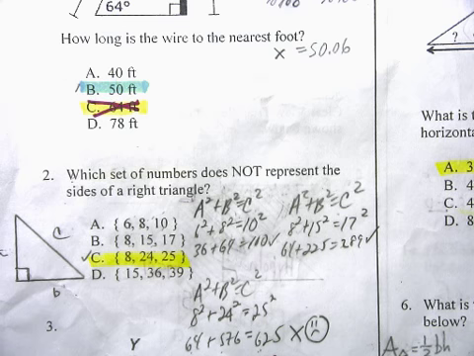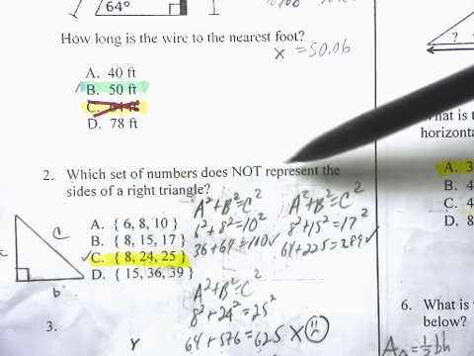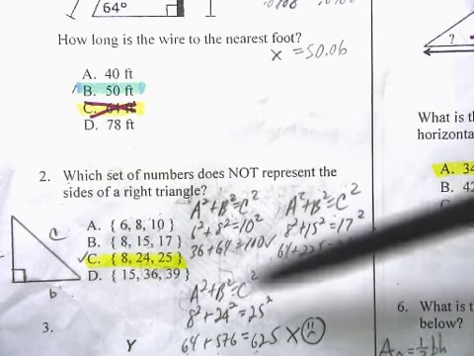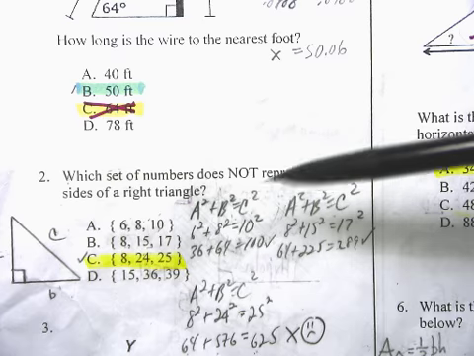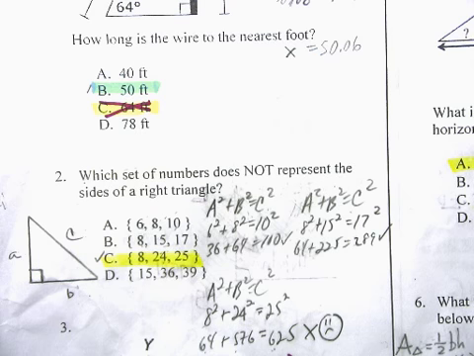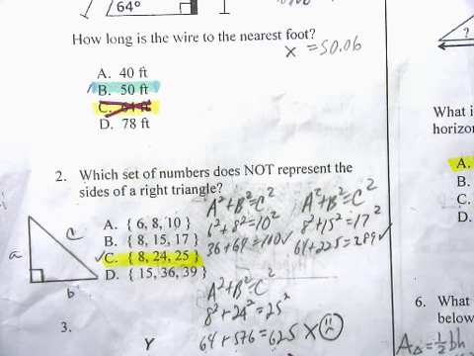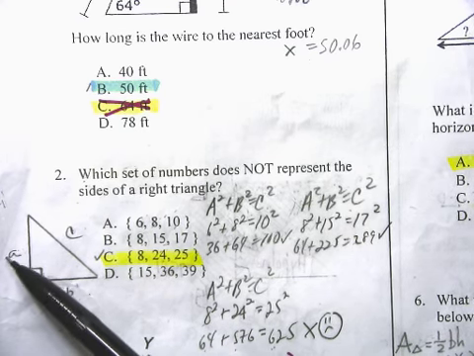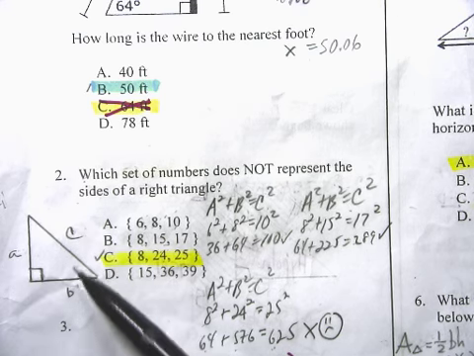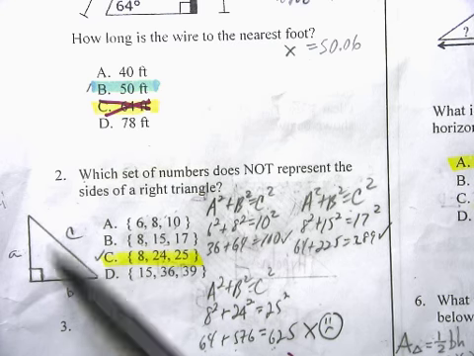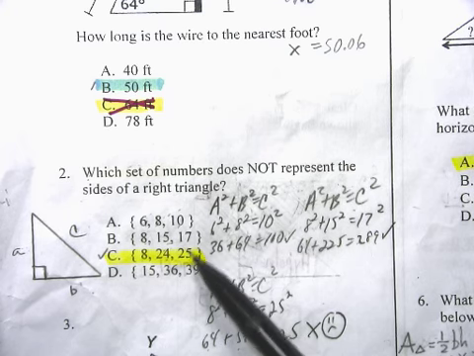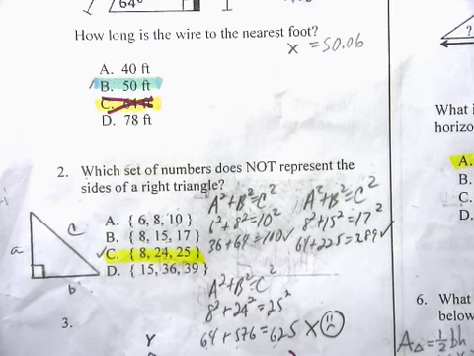Question number two says, which set of numbers does not represent the sides of a right triangle? That means that three of these choices do and one of them doesn't. Here I have a right triangle that I drew, and you should be familiar with the Pythagorean theorem. A squared plus b squared is equal to c squared. C is always the longest side of any right triangle, so the biggest number is always going to be the hypotenuse.